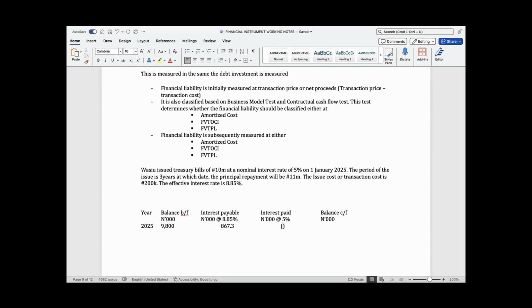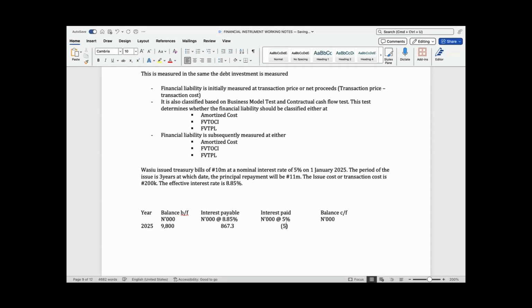It's still going to be 5% of the 10 million because this is the actual interest that we have to pay to the investors, people that give us money. So we cannot shortchange them and say that because we incurred issue costs, we will now pay them interest based on 9.8 when the actual money they gave us is 10 million. Even though we have incurred issue costs, we are still going to pay them interest on their principal. So this nominal interest rate of 5% is still going to be charged on the principal amount of 10 million.